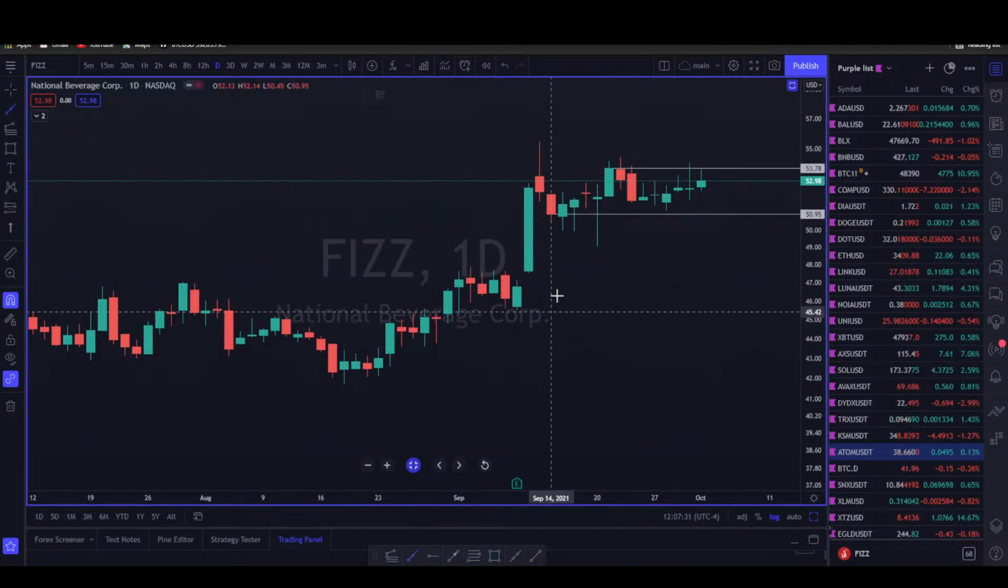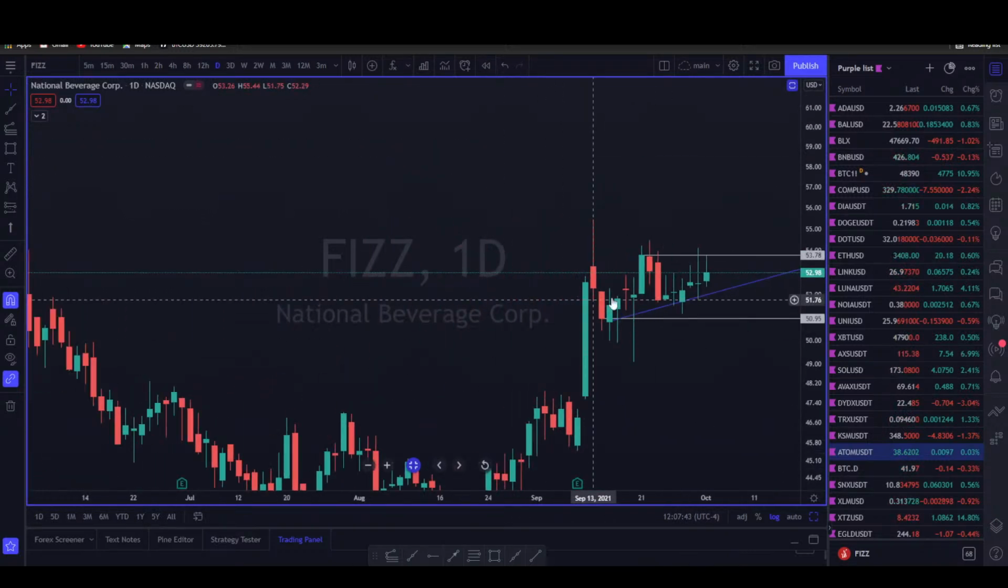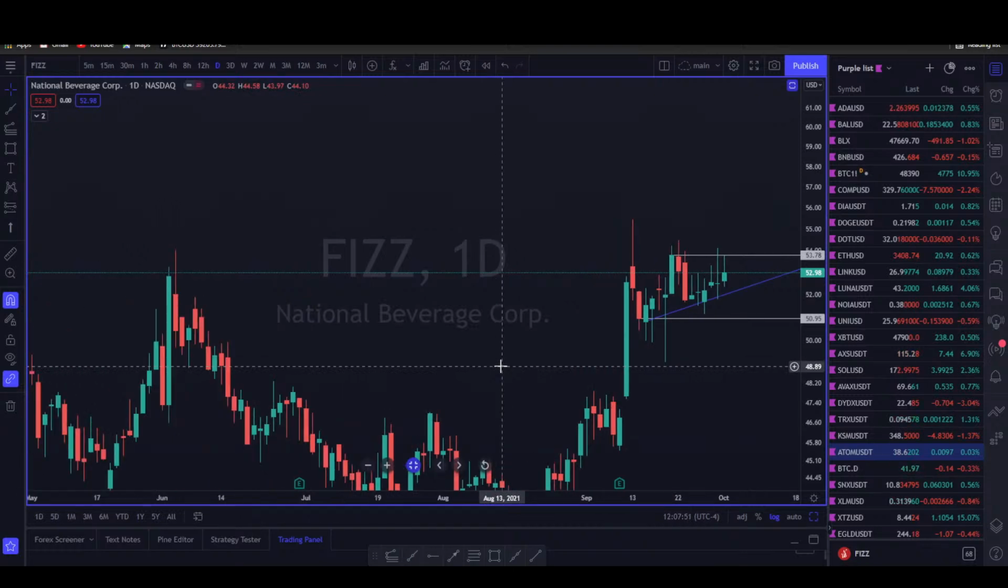And here's the thing also on it. I mean, it's putting in an ascending wedge. These things usually break out bearish according to pattern traders. I am not a pattern trader. If I had to guess, I would say that this thing is probably going to go higher.